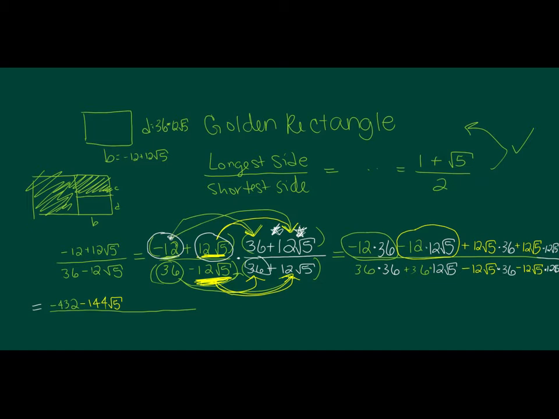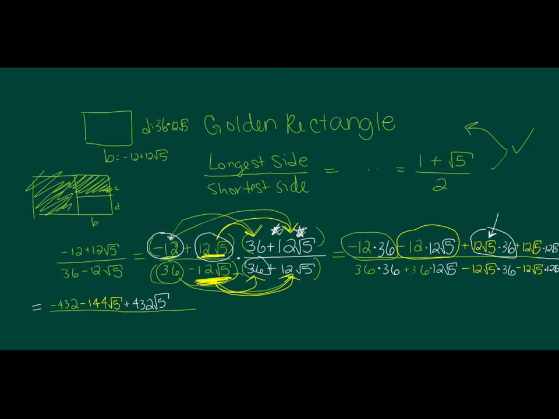Okay, let's keep going down the line here. I've got 12 root 5 and 36 being multiplied together. So I'm doing 12 times 36, the two numbers that are outside of the radical, which is 432. There's only one number inside of the radical, so we drag that along, square root of 5.